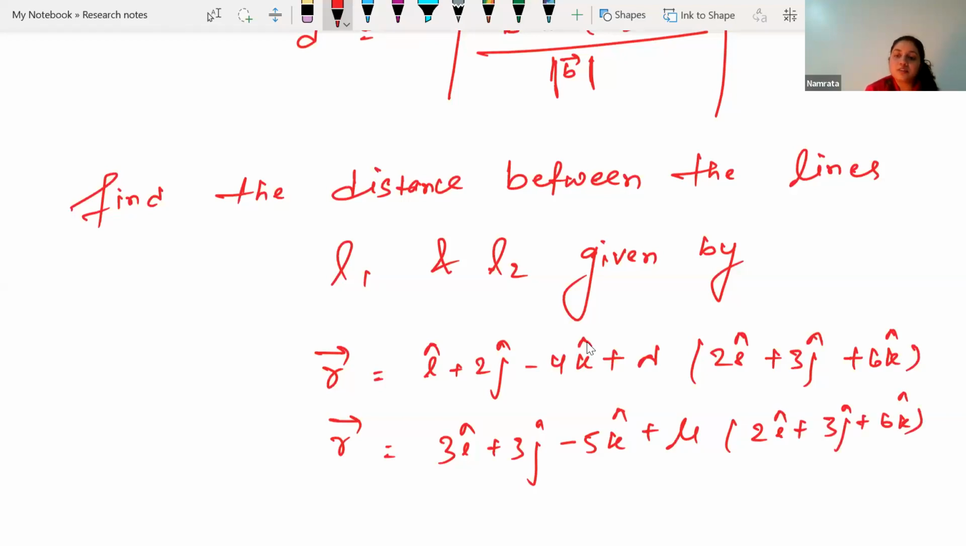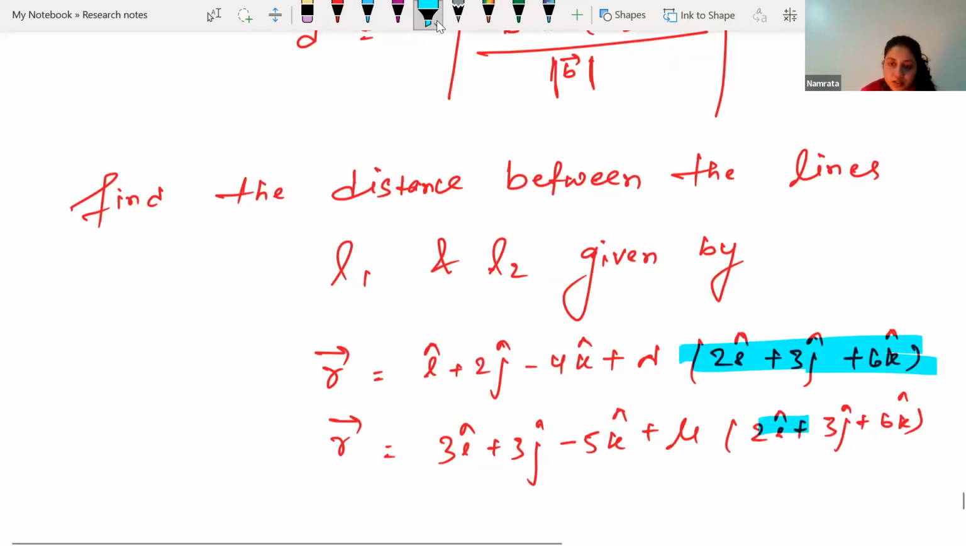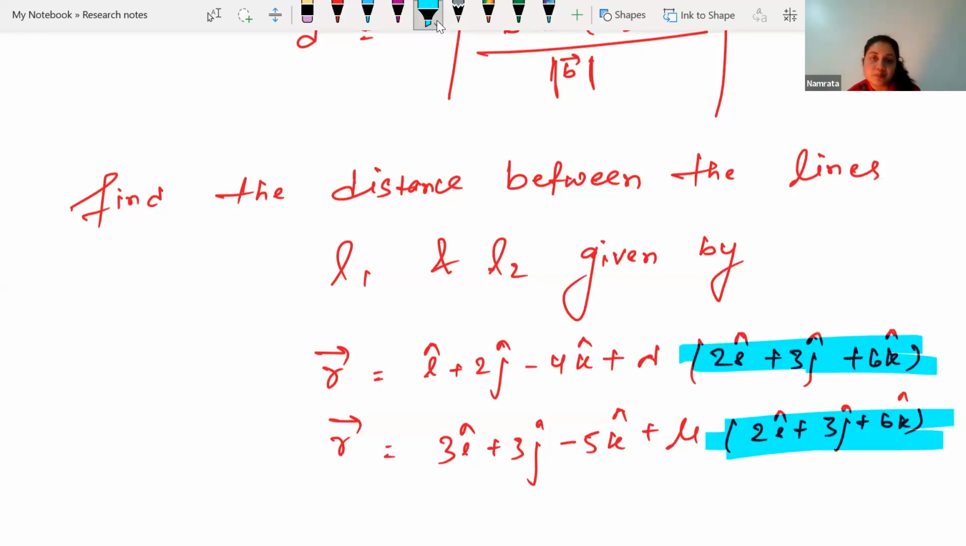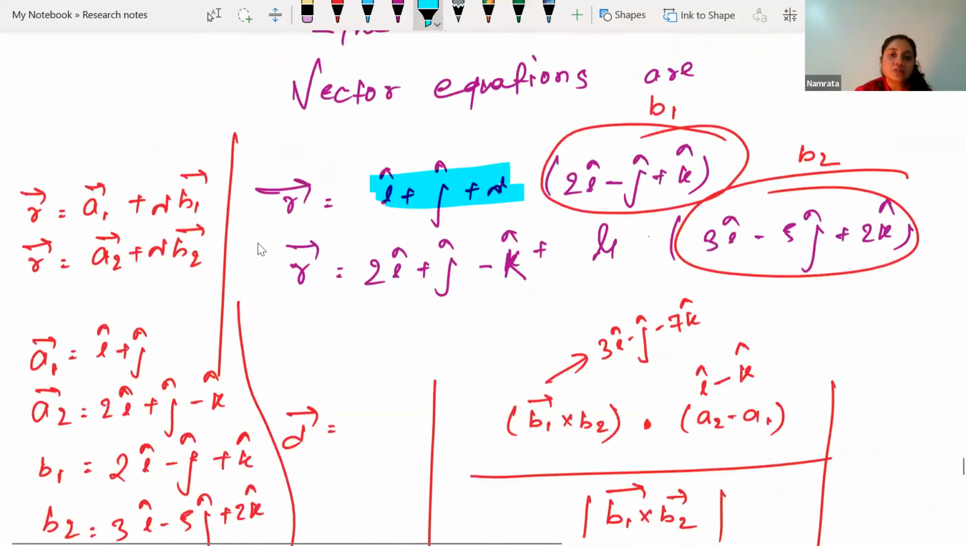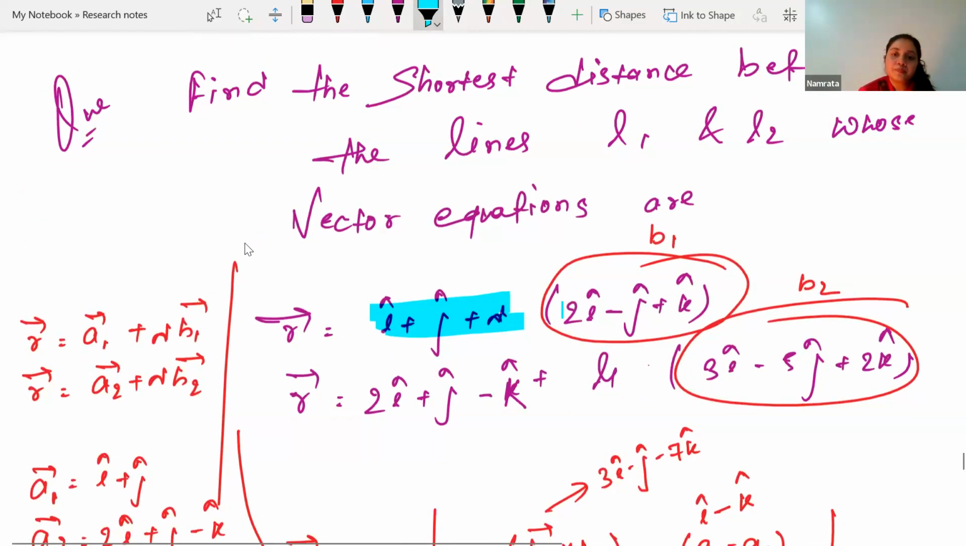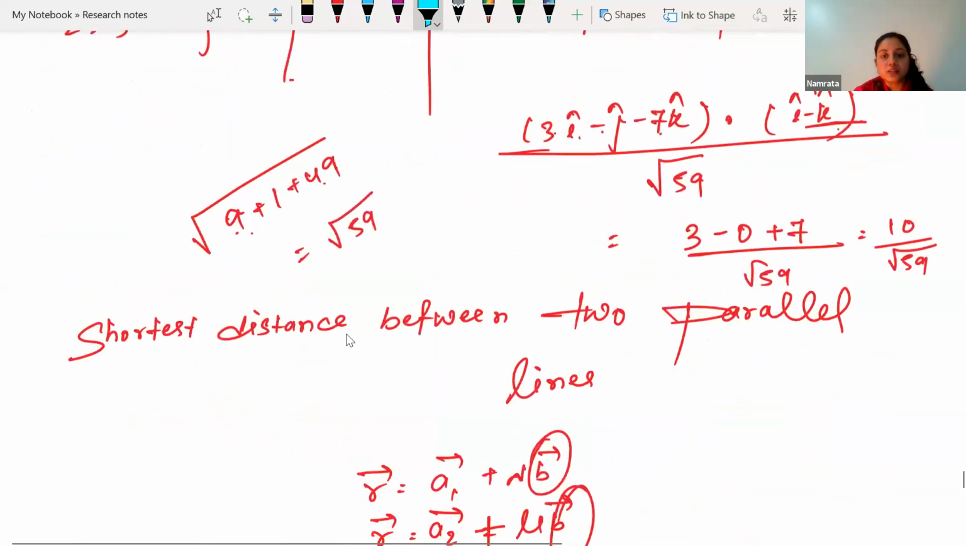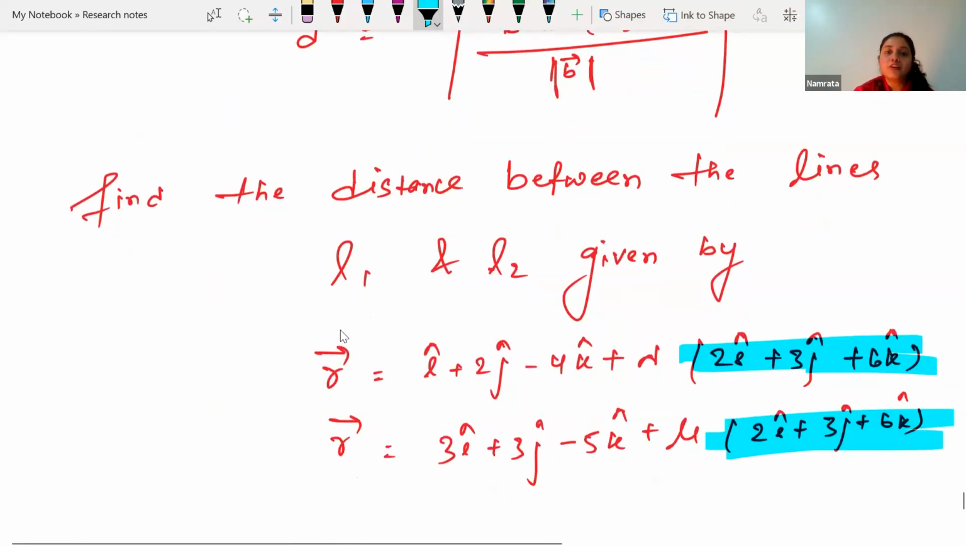As you can see, if you focus on the given vector equations, this one and this one are clearly the same. So obviously these two lines are parallel. Previously, in the previous question, whatever was multiplied with lambda and mu was different, so those were skew lines and we applied the formula for skew lines. Here we will be applying the formula for parallel lines.